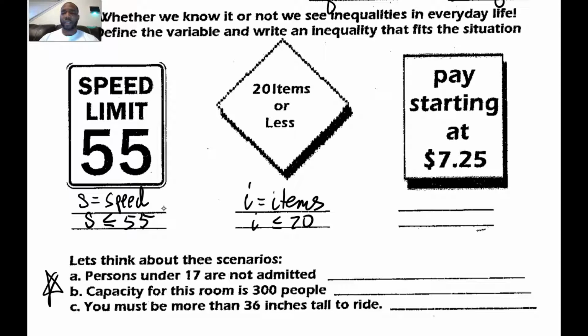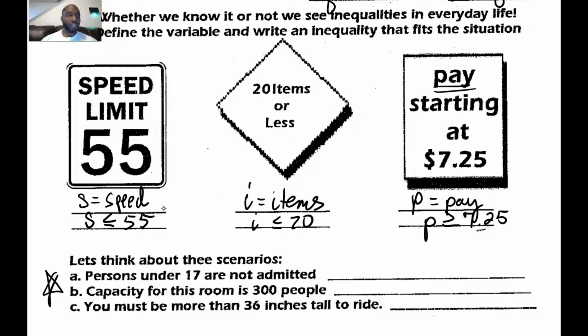So, pay starting at $7.25. My subject here will be the pay, so P is equal to pay. And the pay will be starting at $7.25. Can I have lower than that? No. Can I have $7.25? Yes. Since I can have $7.25, the pay will be greater than or equal to $7.25. It's going to start at $7.25, so it has to be greater than or equal to.